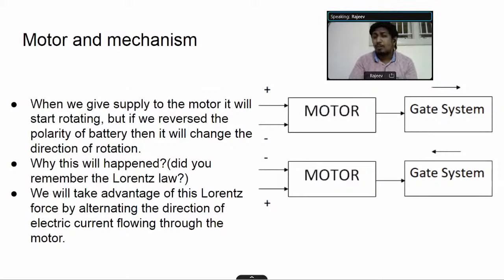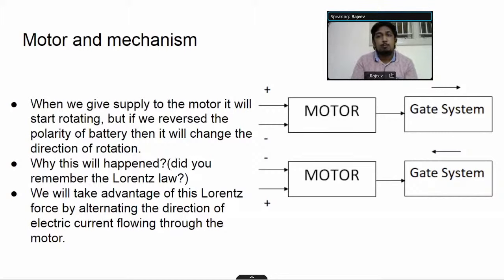What will happen here? Do you remember the Lorentz law? Yes. We already saw it on the previous slide. Whenever a current carrying conductor is placed in a magnetic field, when we apply the Lorentz law, the force direction is calculated using Fleming's rule. So that is the electric current flowing through the motor.